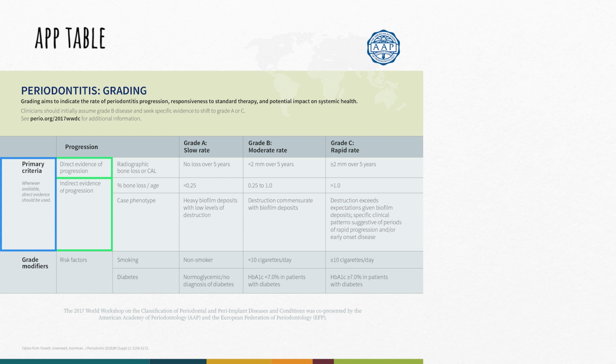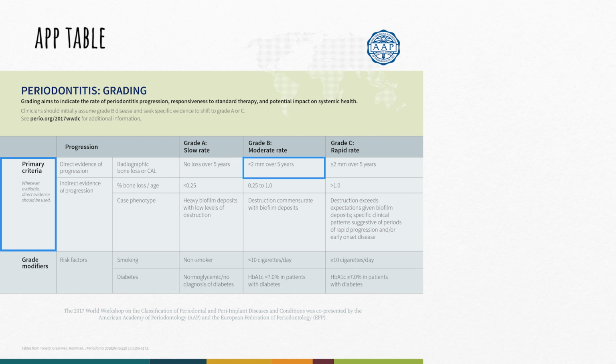Direct evidence includes older diagnostic quality radiographs that we can use to calculate the amount of bone lost in the last 5 years. This value should be given in the question. If no bone was lost in 5 years, which is very rare since periodontitis is a dynamic disease that does not stop but can slow down, then this is grade A.